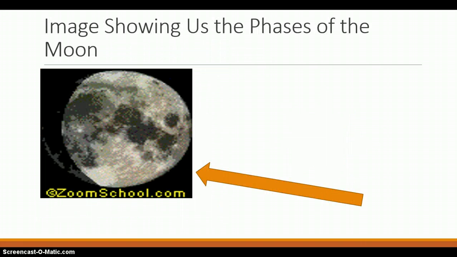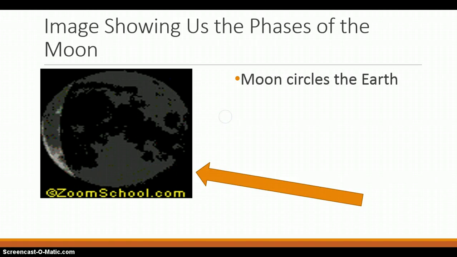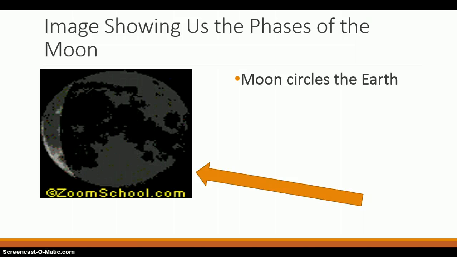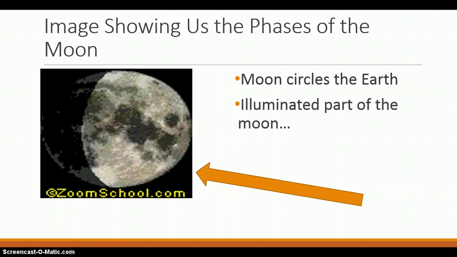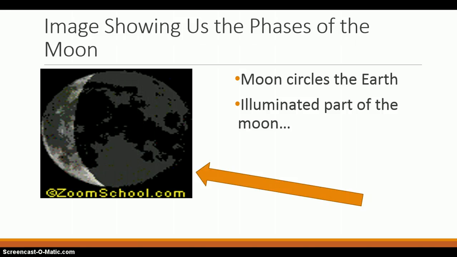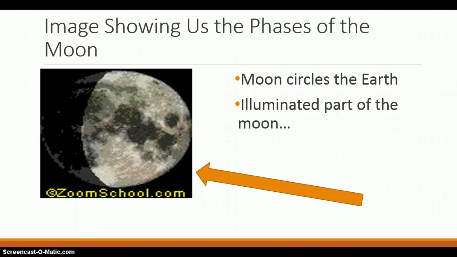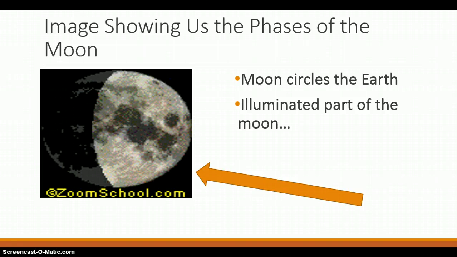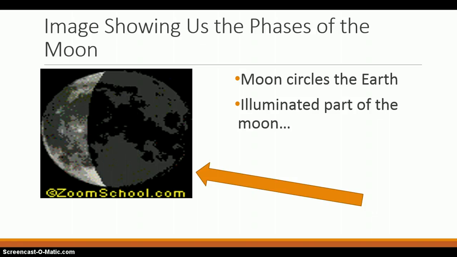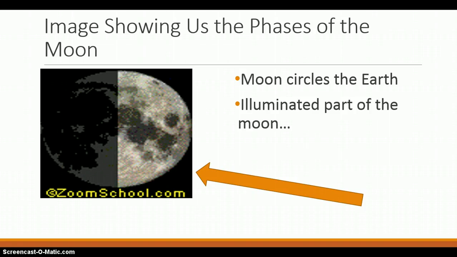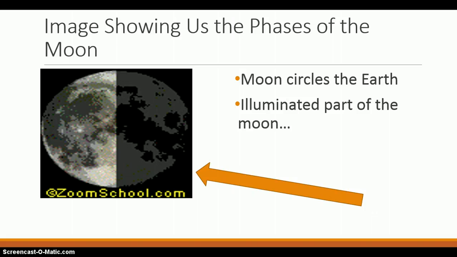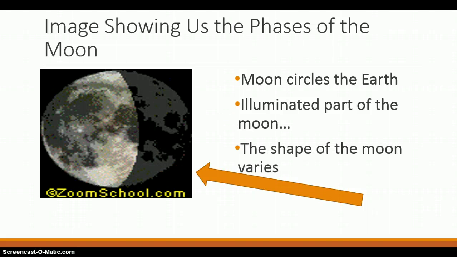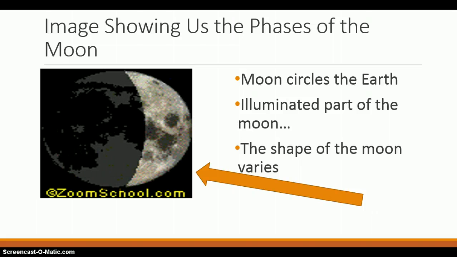This is just an image showing us the different phases of the moon. As the moon circles the Earth, the shape of the moon appears to change. This is different because different amounts are illuminated when the moon is facing us. The shape varies from a full moon, where the Earth is between the sun and the moon, to a new moon, when the moon is between the sun and the Earth. Throughout this lesson, you will be learning about all the different types of moon phases.